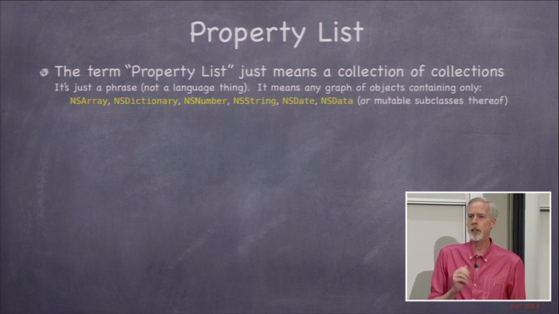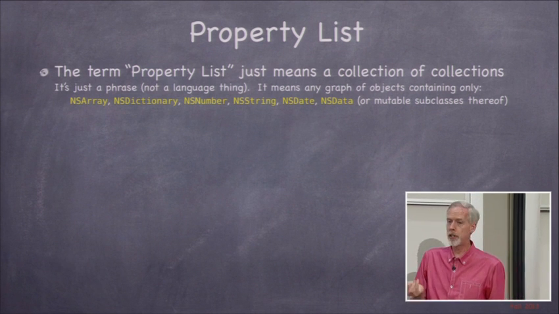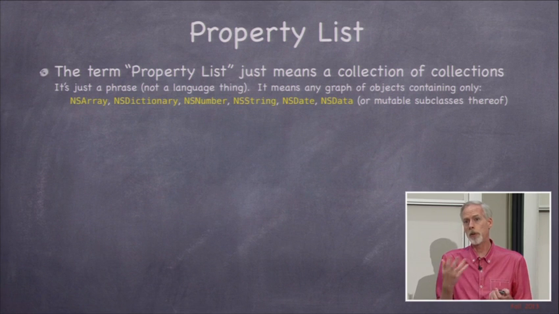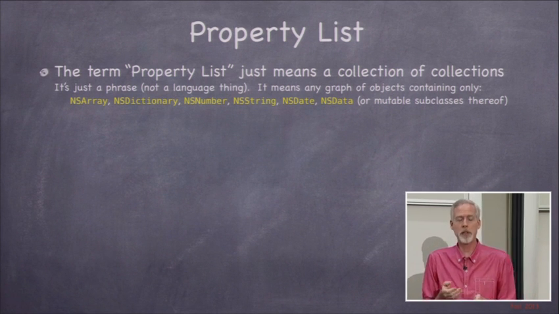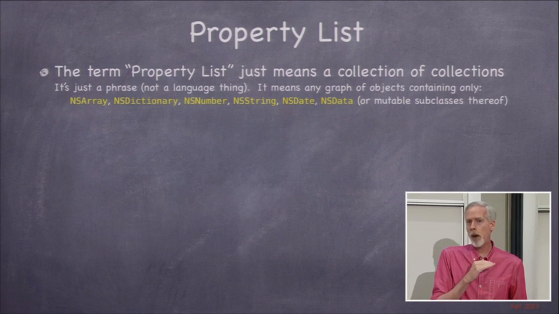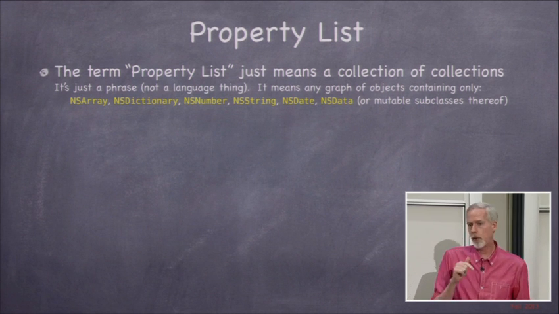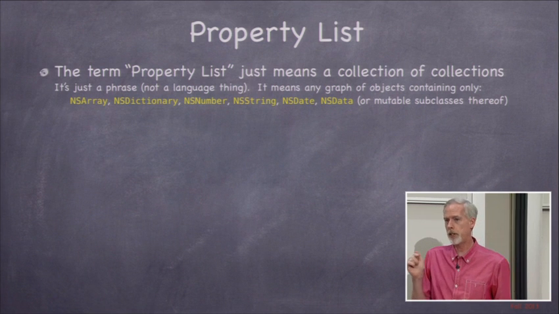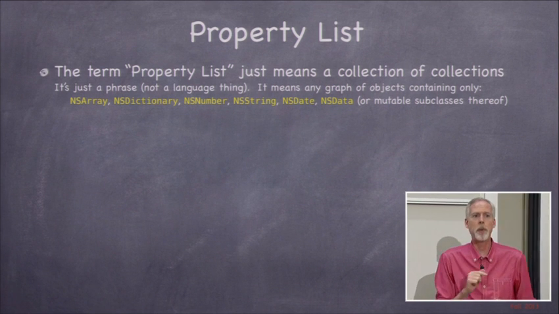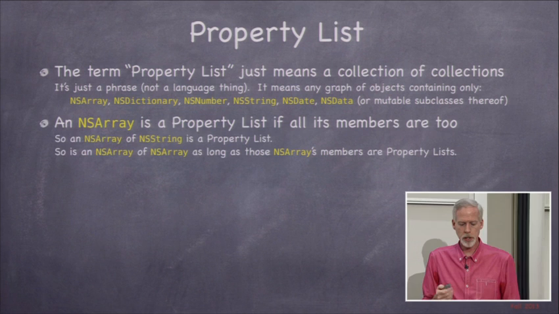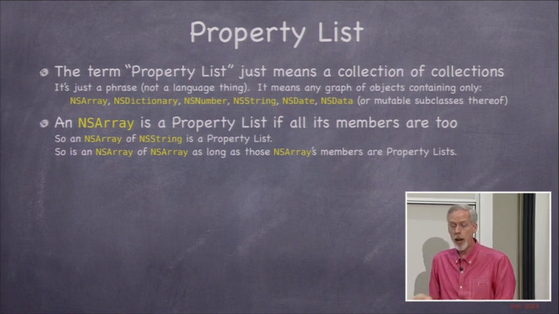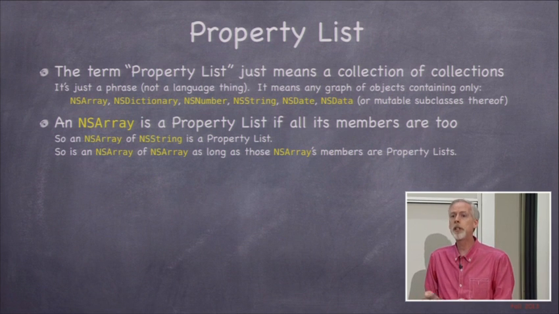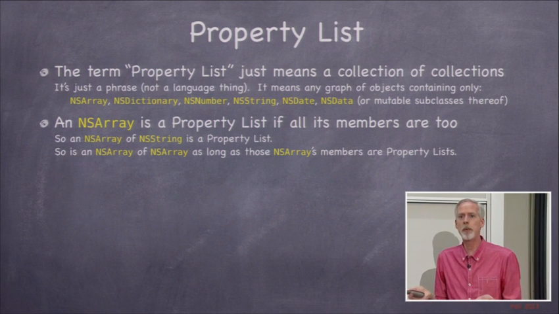Okay, what's a collection? NS array, dictionary, even string, NS data, NS number. Those are all simple collections if you want to think of them that way, or they're the leaf nodes of collections. So if you have any object graph that just has arrays and dictionaries, numbers, strings, dates, and datas, then it's called a property list. So just for example, if you had an array of strings, that's a property list. An array of arrays, and those arrays contain property lists, it's a property list.